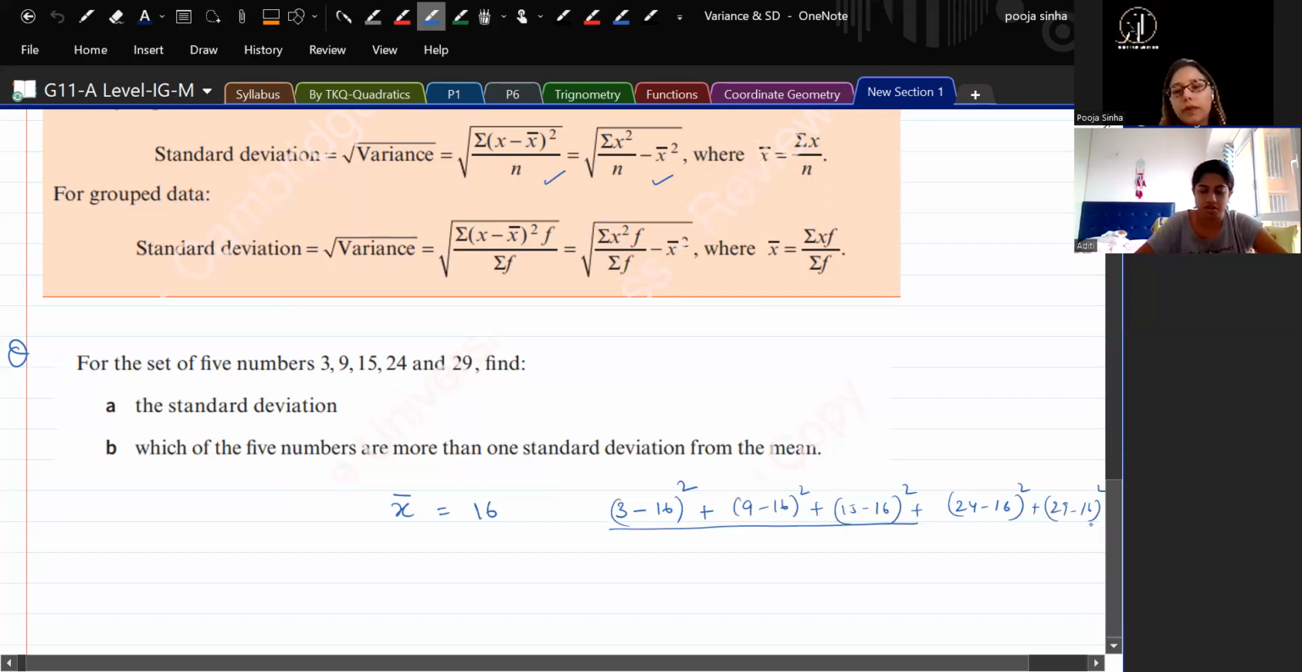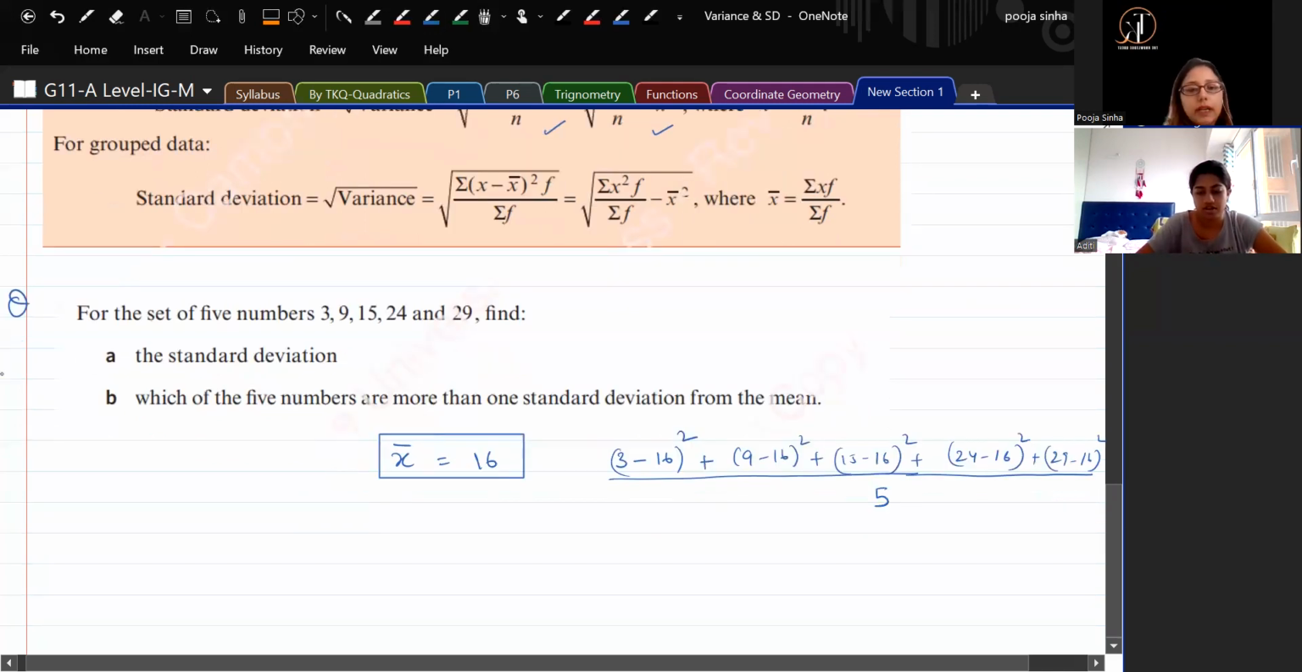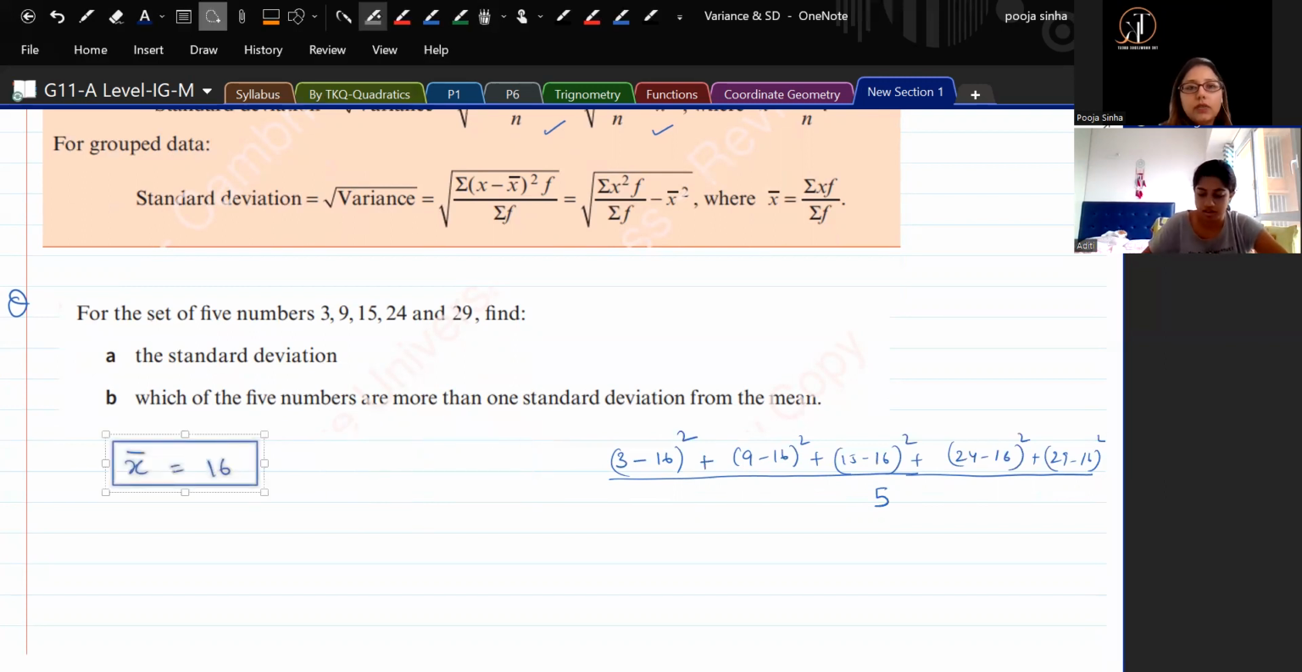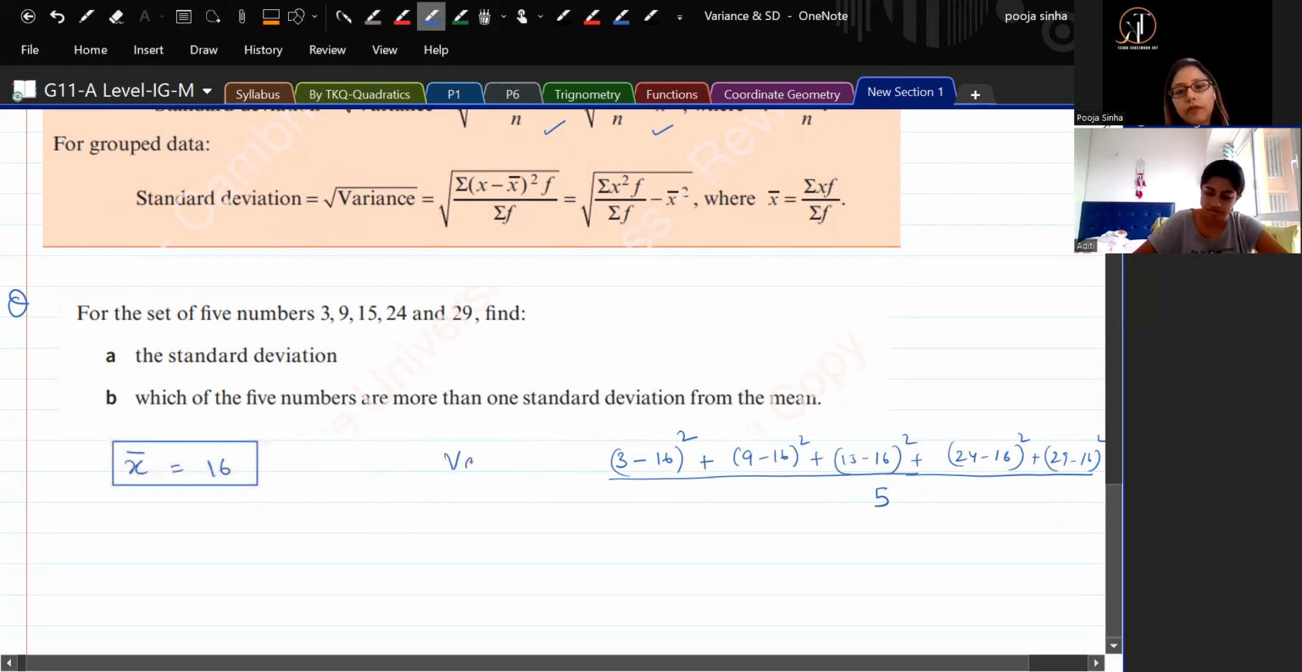Upon what is the total number? Total number is 5 in this case. 1, 2, 3, 4, 5. So divided by 5 is equal to, what did we just find? This is x bar, and what are we calculating? Variance. First we are calculating variance, because I have not put the square root sign yet, if you can observe, right? So I'm just finding out the variance of x.